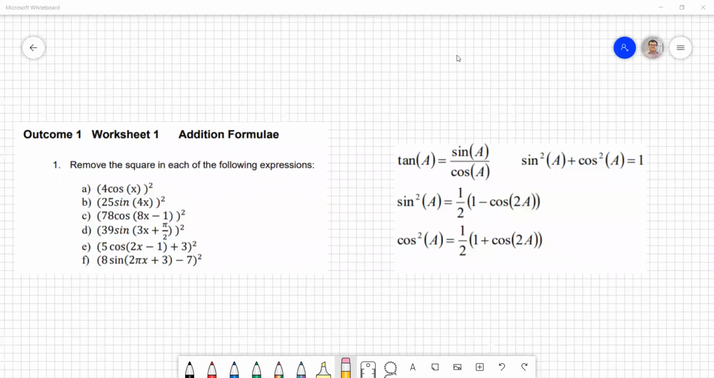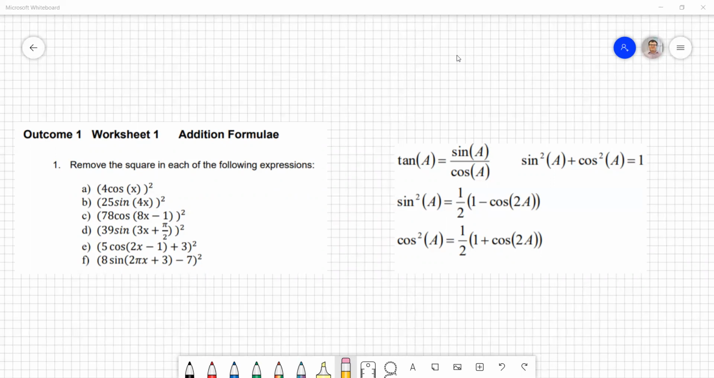In this video, we're going to look at outcome 1, worksheet 1, question 1 from engineering mathematics 2. This is a trig topic. And in the first question on this worksheet, we're asked to use our trig identities for sine squared A and cos squared A. The questions are currently on the left-hand side of the screen, and the relevant part from the formula sheet is on the right-hand side of the screen.